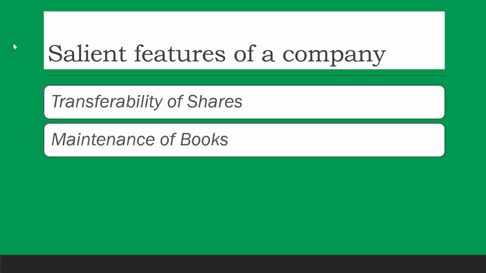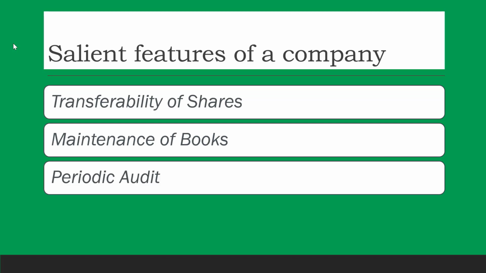Maintenance of books. All companies are required to maintain their books of accounts, and a periodic audit is a requirement. Their accounts need to be audited. Fine, they report to the shareholders. They send their audit report to the shareholders, telling them what the company has done, whether the company is running fine, and whether it is meeting all the accounting standards.